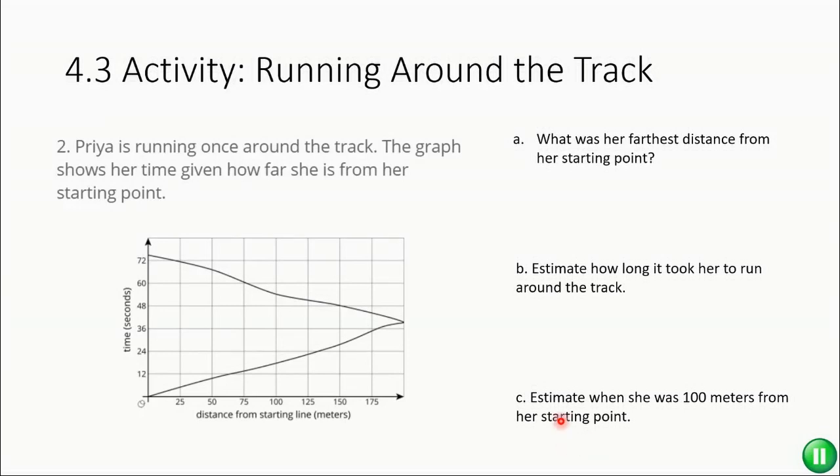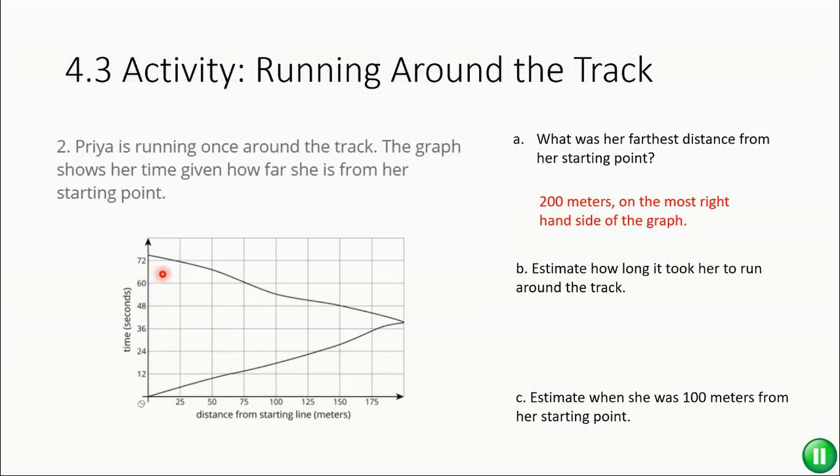All right, welcome back. So what was her farthest distance from her starting point? It looks like it's about here somewhere. So we're going to say it's going to be 200 meters on the most right-hand side of the graph, because if you see that's 175, it's about 200 meters, somewhere right in there. Very good.